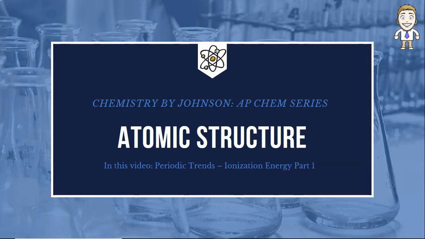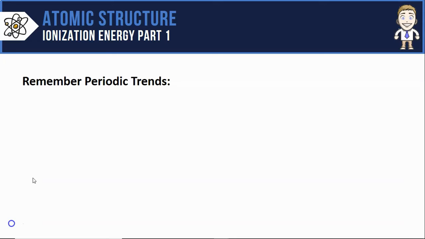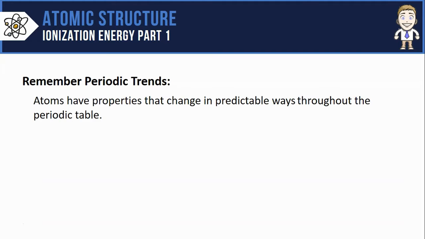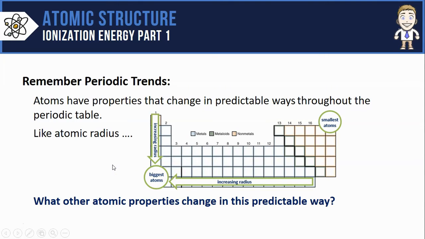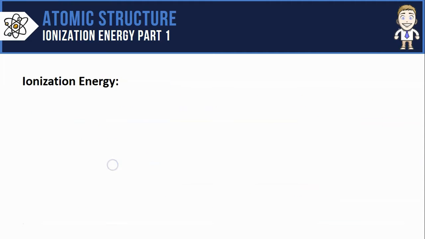Hey everyone, in this AP Chem series video, we're going to begin taking a look at the periodic trend in ionization energy by describing exactly what that is. So remember from some of the previous videos that atoms have certain properties that change in predictable ways throughout the periodic table. One of those that we've talked about already is atomic radius that increases steadily towards the bottom left of the periodic table. In this video, we're going to take a look at some other atomic properties that change in predictable ways, like ionization energy.